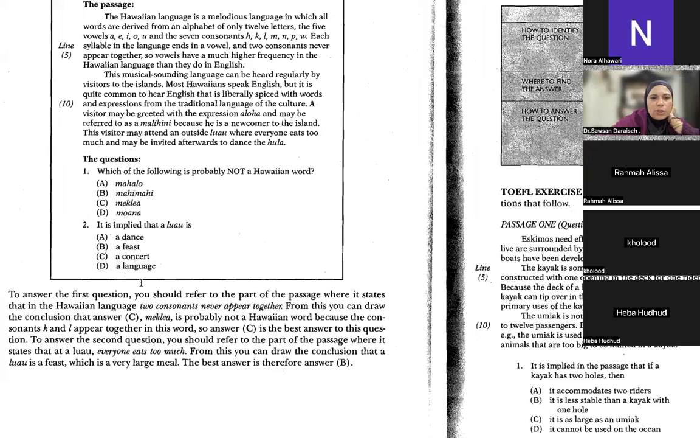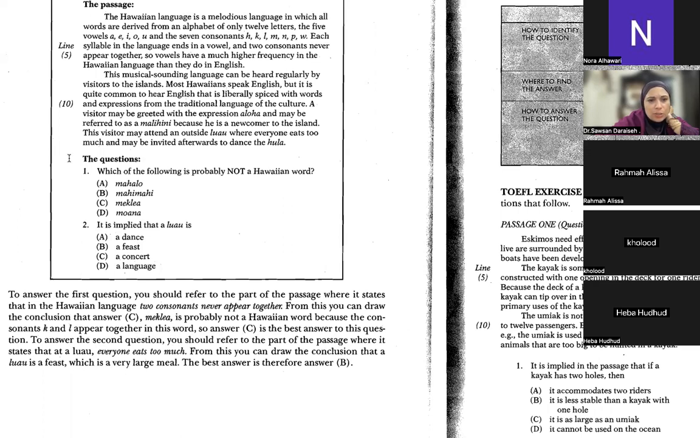So to answer the first question, you should refer to the part of the passage where it states that in the Hawaiian language, two consonants never, remember, appear together. Look here, they have appeared. So this is why. The other ones, they don't have that. Because the consonant K and L, look at K and L, appear together in this word. So answer C is the best answer to this question.